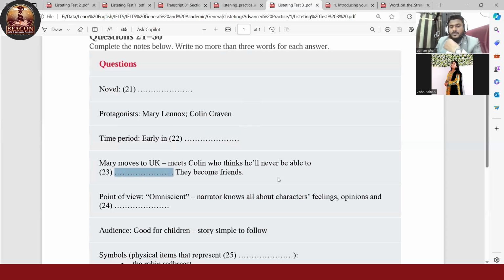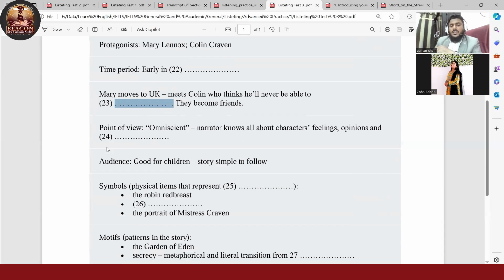Colin, who thinks he will never be able to meet, maybe to meet or what. So there must come a verb, because after to as an infinitive we use a verb, maybe walk or meet or greet or become friends or whatsoever it is. Okay, and what is question 4? Point of view: omniscient. The narrator knows all about characters' feelings, opinions, and dash. This is one of the characteristics, opinion, name, and there must come the name of some attribute, maybe. Okay, so these are.